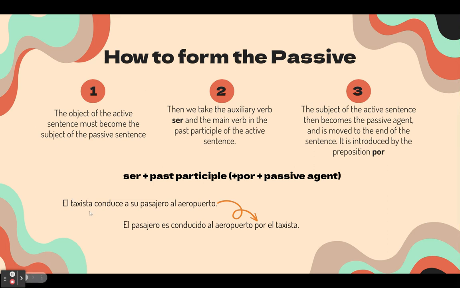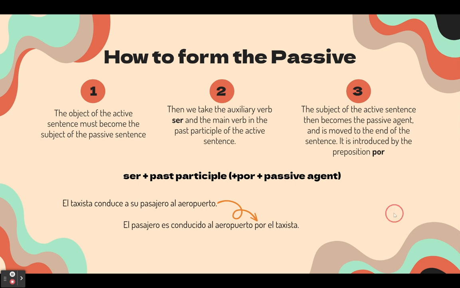So instead of having el taxista conduce a su pasajero al aeropuerto, we have el pasajero es conducido al aeropuerto por el taxista. So we're focusing on the action of what's happening. We're focusing on the driving part, not the taxi driver. We don't really care. And again, you can technically omit the passive agent, but it also depends on what you're talking about, what you're writing about, whether it makes sense in the context. But just keep that in mind.